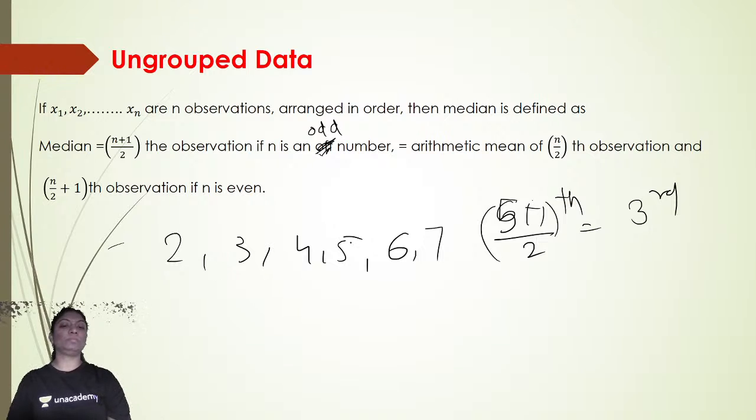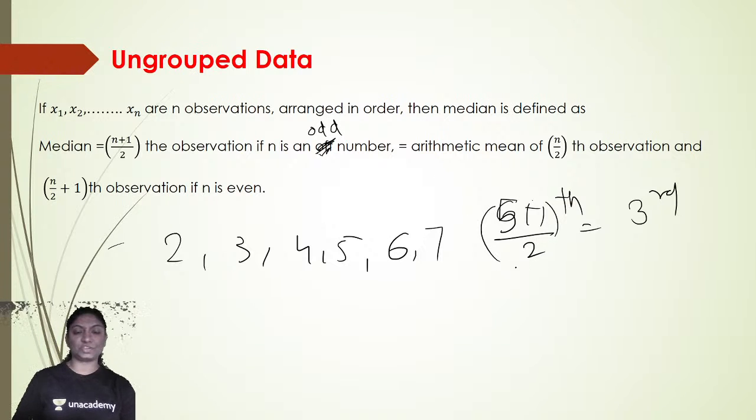Okay, suppose यही data आपका बन गया 2 3 4 5 6 7. So the number of observations is even. So the median क्या हो जाएगा? इसका arithmetic mean निकालना n by 2th observation and n by 2 plus 1th observation if n is even. So the n by 2th observation and the n by 2 plus 1th observation, their mean is the median.